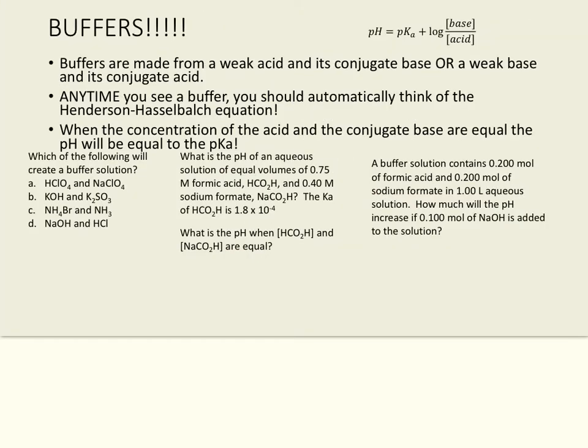All right, buffers. Buffers are made from a weak acid and its conjugate base, or a weak base and its conjugate acid. Here's the equation. pH is equal to the pKa plus the log of the base over the acid. It's the Henderson-Hasselbalch equation. So anytime you see a buffer, you need to know that it's Henderson-Hasselbalch, and you should use this equation. Remember, the base is the conjugate base of the acid, or the acid is the conjugate acid of the base. You can't put hydroxide in here. You can't put hydronium in here. It has to be the conjugate acid or base to whatever it is you're looking at.